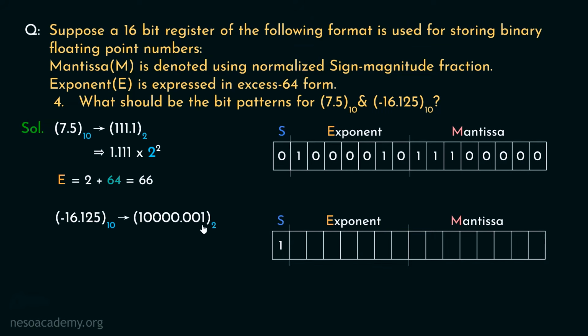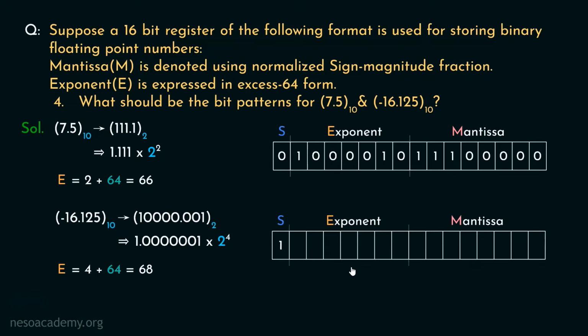We need to convert this into implicit normalized form, and you already know the drill for that. All we have to do is place the radix point at the right hand side of the first one in the bit sequence. Now in order to place it in here, observe, we had to move the radix point 4 bits towards the left, and therefore we have the exponent as 4. Now let's figure out the biased exponent. We need the true exponent, that is 4, and then we will add the bias, which will give us the value of the biased exponent 68.